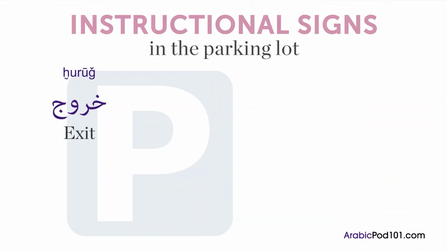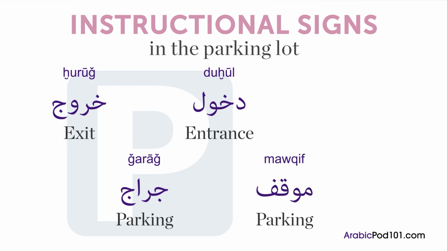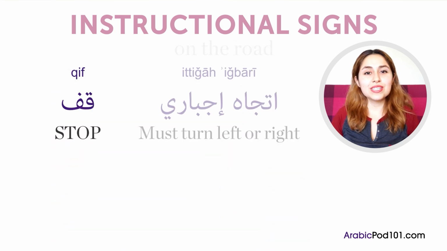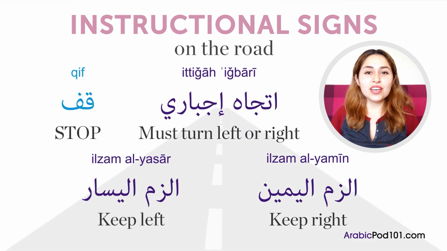First, we have signs that you'll typically see in a parking lot. خروج, exit, دخول, entrance, garage, or موقف, parking. Next, we have signs you will typically see on the road. قف, stop. اتجاه إجباري, must turn left or right.